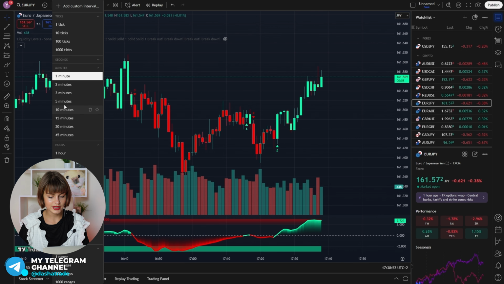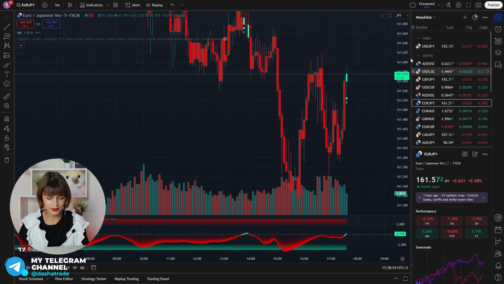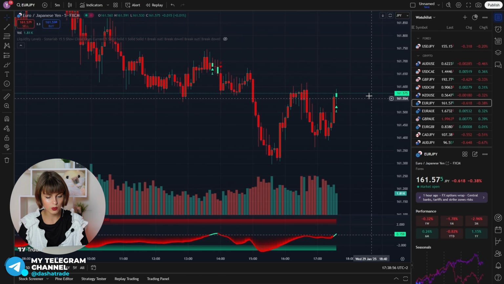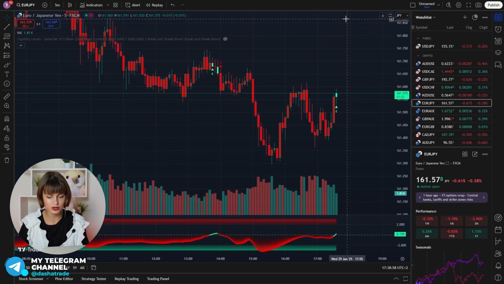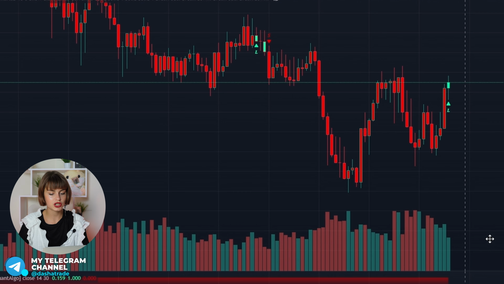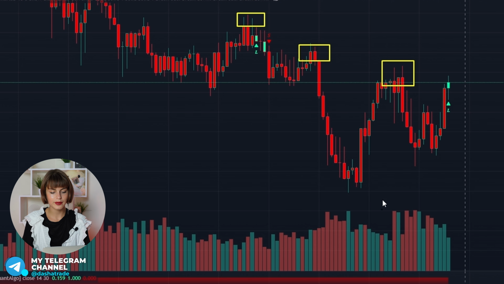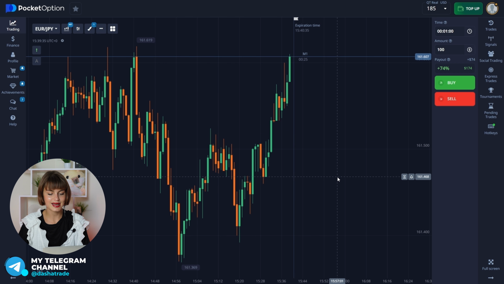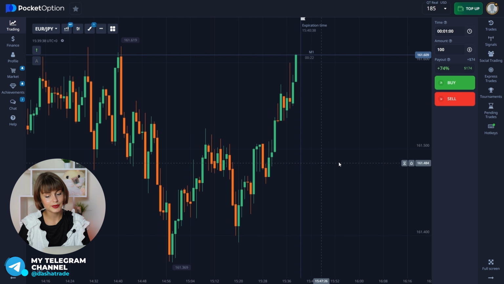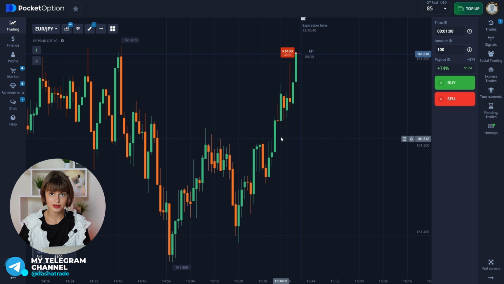But that's not it. I need to switch to the 5-minute time frame, and on the 5-minute time frame, if we zoom the chart out, we can see a good downtrend where each maximum is getting lower than the previous one. Okay, it confirms the seller's dominance in this segment. So I have chosen the right currency pair, and I'm opening a downward trade.